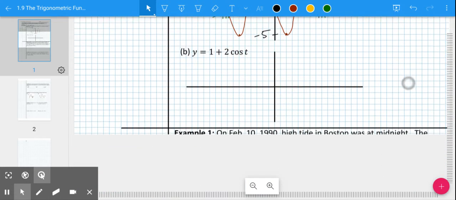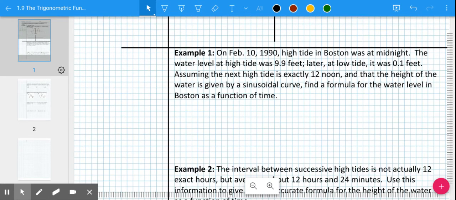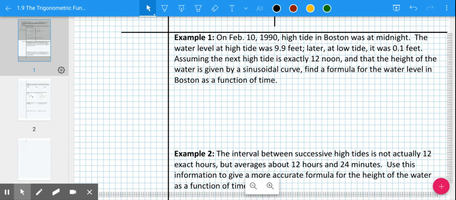Taking a look at example 1, we've got a little word problem here, and we're going to find a sinusoidal formula in this problem. They tell us that on this date, high tide in Boston happens at midnight, and the water level at high tide was 9.9 feet. So that's going to be my max value. They also tell us that low tide was 0.1 feet. So that's going to be my minimum value.